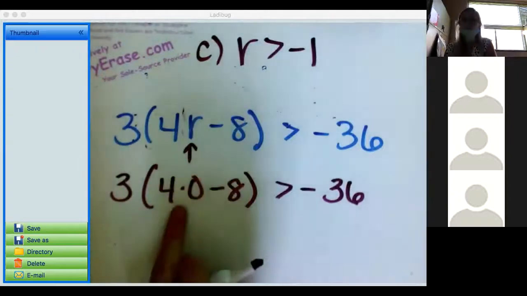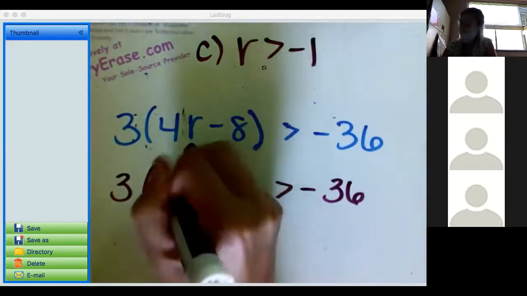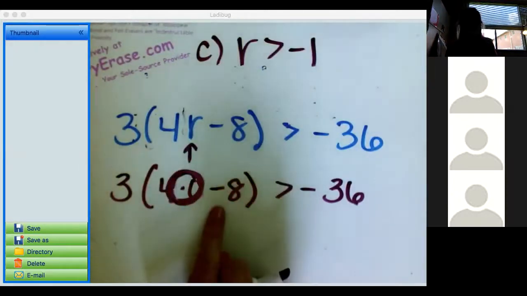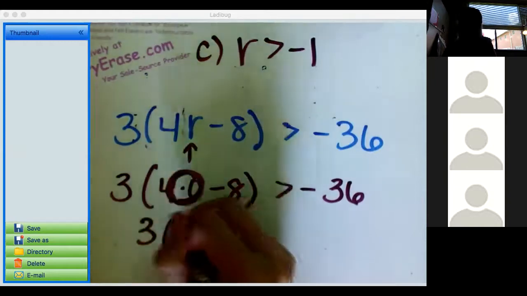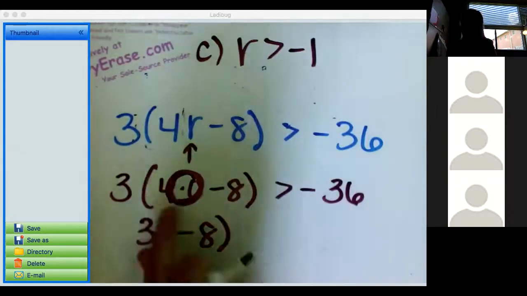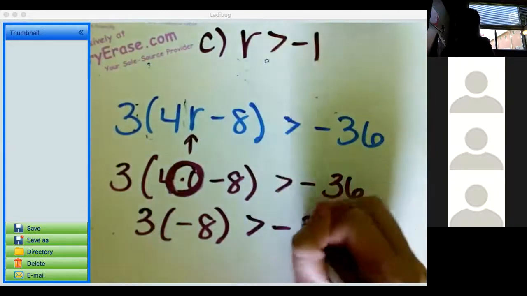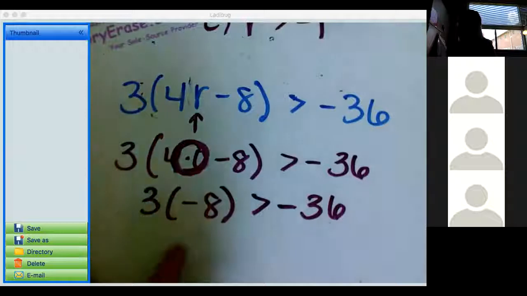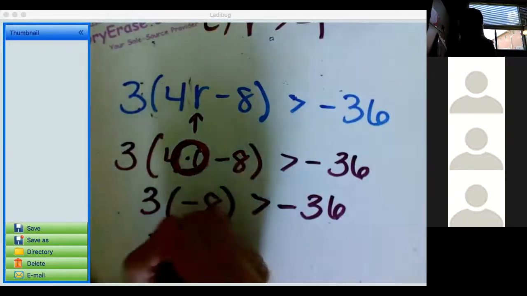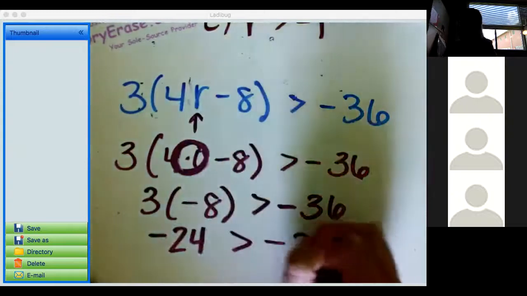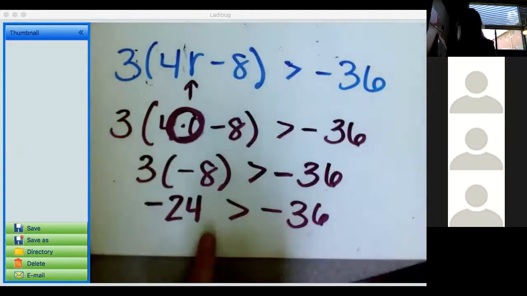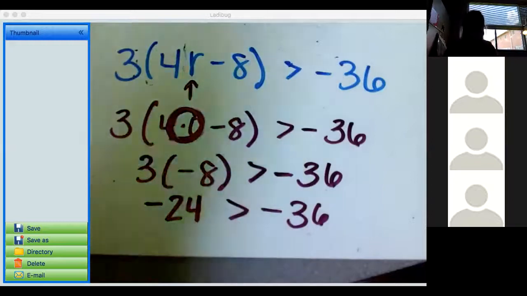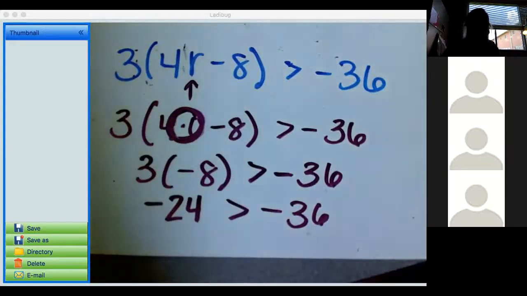So what's 4 times 0? Right? What is 0 minus 8? Good. So that's 3 times -8, because we do parentheses first. And we're trying to see if that's bigger than -36. What does this give you when you multiply? Okay. So people at home, I want y'all to answer this. Is -24 bigger than -36? Yes. So we did it right.